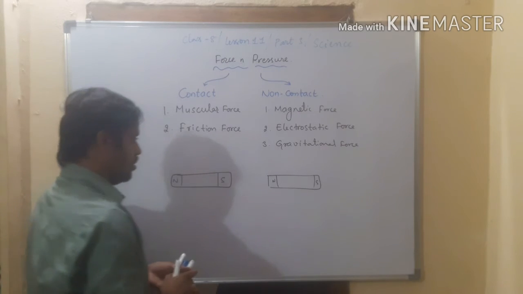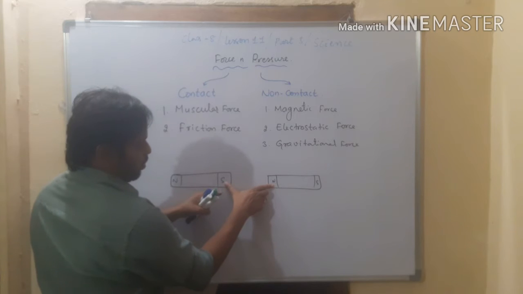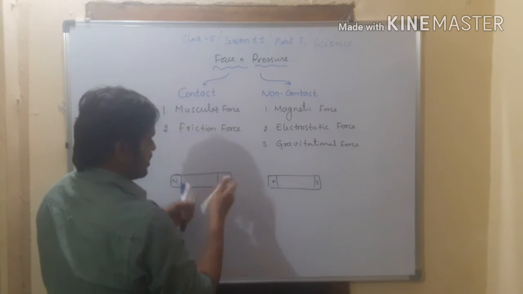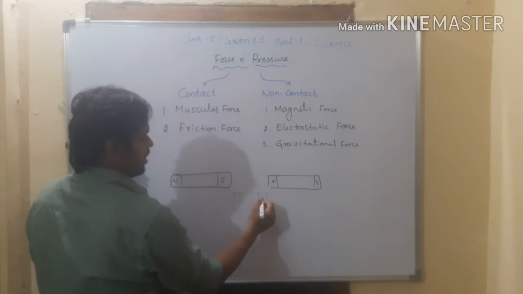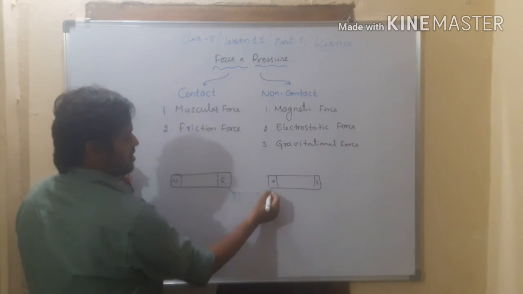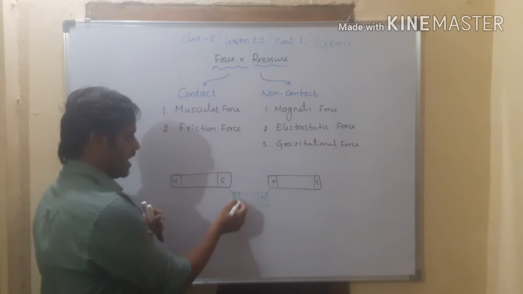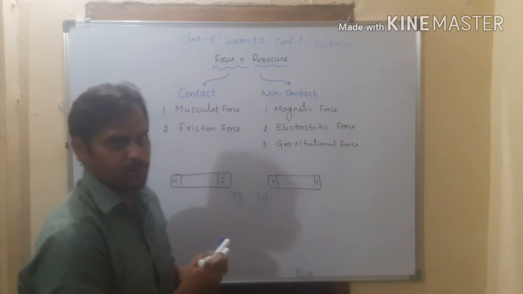Okay, so these two are called opposite poles. South and north are opposite poles, whereas if I draw like this, south and north, these are called same poles, otherwise we call them like poles. South and south, same pole. North and north, same pole, right?